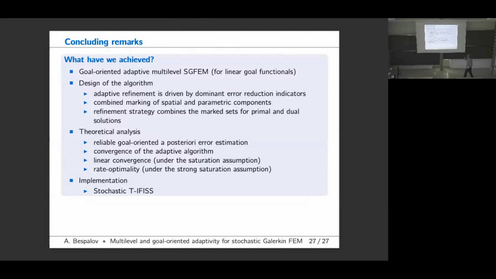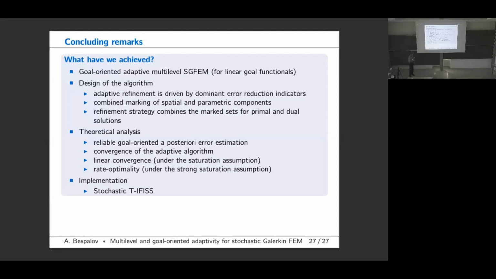To conclude, what I tried to present is a sort of framework for analysis and implementation of the goal-oriented adaptive multi-level stochastic Galerkin method: the aspects of the design of the algorithm that I discussed, and the aspects of analysis that have things that are unconditional, like convergence of the algorithm without any assumption, and things that come at the cost of assumptions like the saturation assumption. And yeah, implementation.